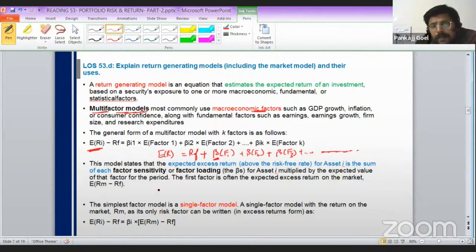Then there is the simplest, which is the CAPM model. So what does the CAPM model say? That we can expect the return as the risk-free return plus only one factor, that is the market risk premium. So this is the CAPM model. Here I was multiplying beta with different macroeconomic factors. Here I am just multiplying it with one factor, and that is the market risk premium. RM minus RF is the market risk premium. So we can call it a single factor model.